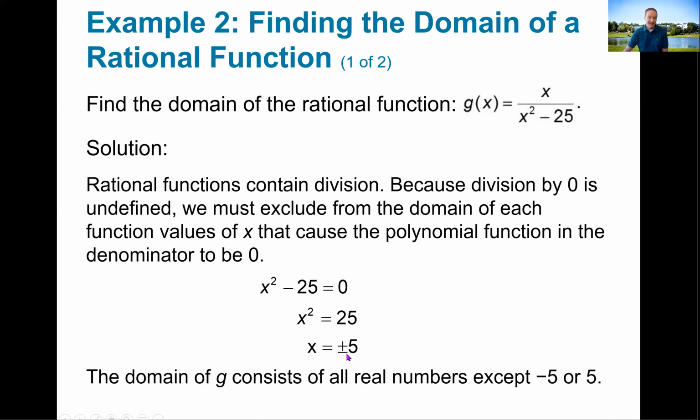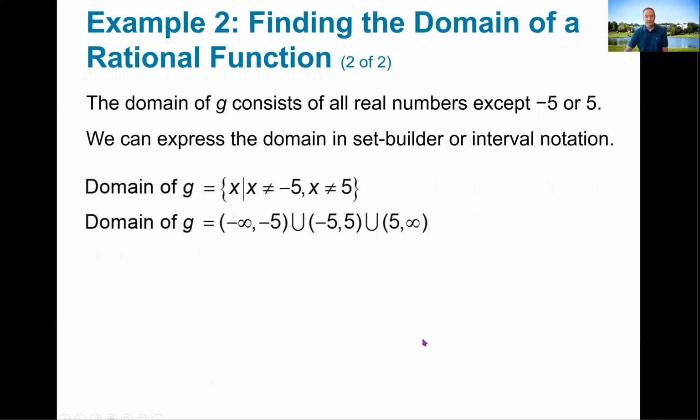Now, those are the values that x cannot equal, and this polynomial in the denominator would equal zero, causing the rational function to not exist. So we say the domain of the rational function g consists of all numbers except negative 5 and 5. Now again, in interval notation, what I would like to see there is from negative infinity to the lower restricted value, negative 5, union from negative 5 to 5, the two restricted values, and then union from the larger restricted value on off to infinity, in this case 5 to infinity.